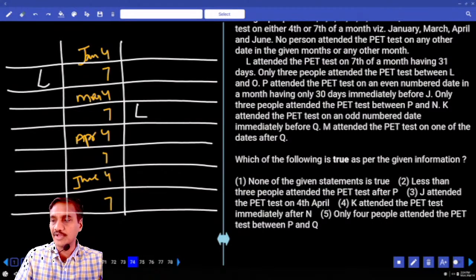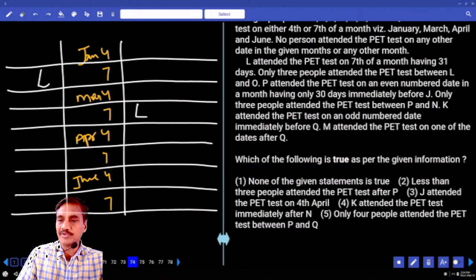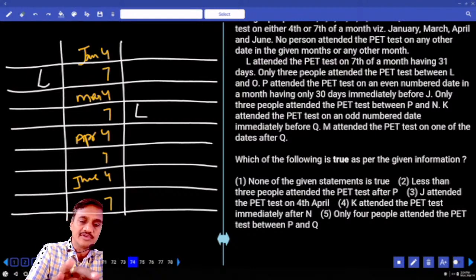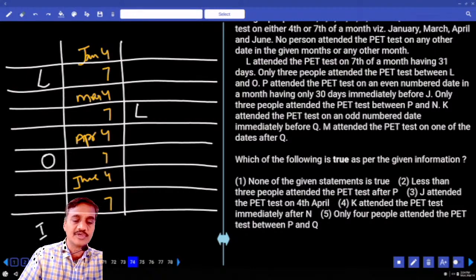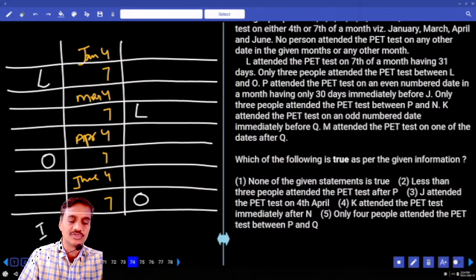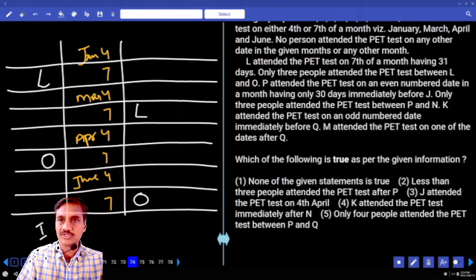Then what is the next one we have? Only 3 people between L and O. Now between L and O there must be exactly 3 people. In the first case, O must be on April 7th. And in the second case, O must be on June 7th. Hence, we have 2 possibilities in this case, L and O.